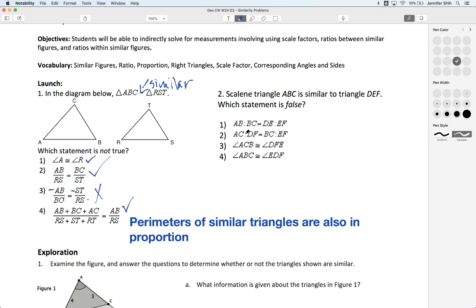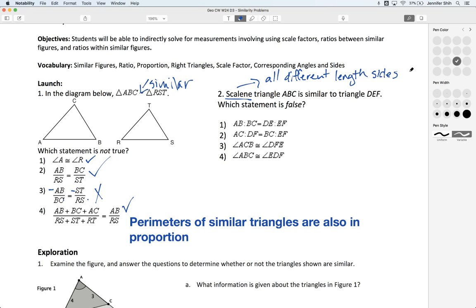Okay, number 2. Scalene triangle ABC is similar to triangle DEF. A scalene triangle is a triangle that has all different length sides and angle measures. So we have equilateral triangles that are equal on all sides, we have isosceles triangles, which have 2 legs that are equal, and we have scalene triangles, which means all different length sides.